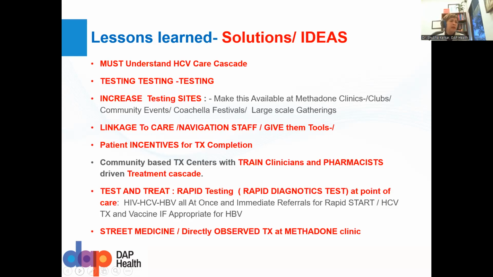We must train even community-based treatment centers all over, where at least clinicians and pharmacists can easily escalate and follow the treatment cascade. And then rapid testing, rapid diagnostics at point of care with immediate linkage to care, and rapid test-and-treat strategies might work. Other ideas, such as street medicine, volunteers in medicine, going out in the community and directly observing treatment at methadone clinics, may have been considered elsewhere. Next slide.